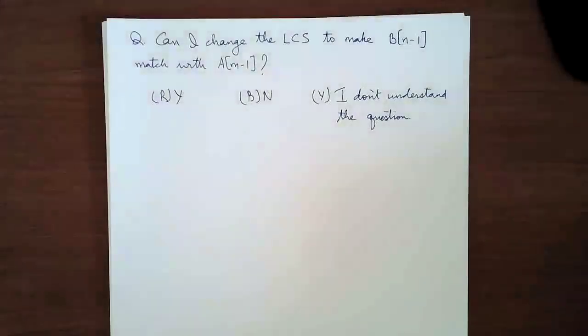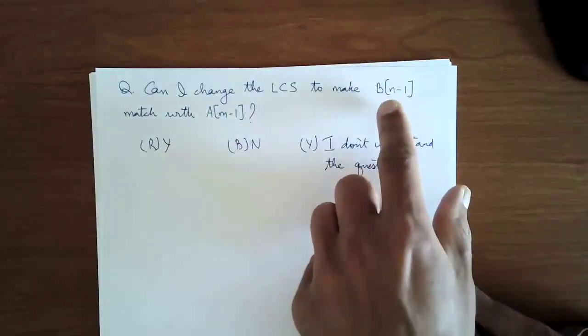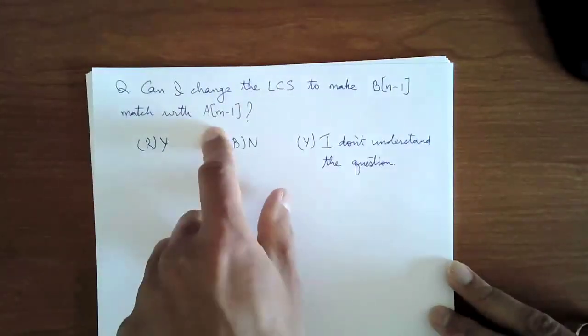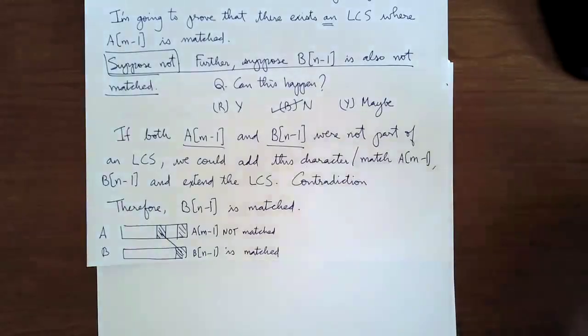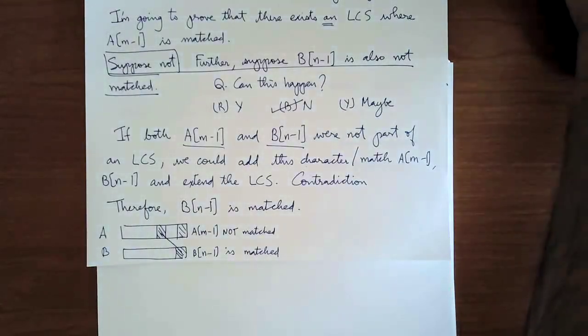No. The question says, can I change the LCS to make Bn-1 match with An-1? Can I modify things? No, modify. Find another. So the longest common subsequence is not unique. Okay. Maybe that's the thing that's throwing many of you off. The longest common subsequence is not unique.